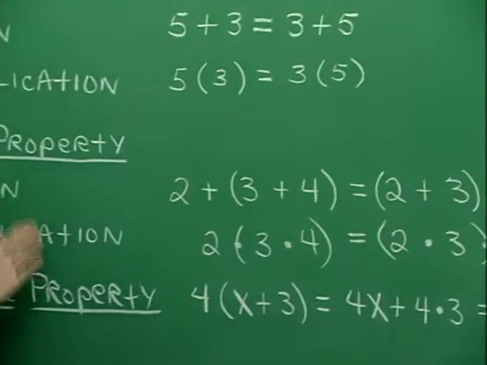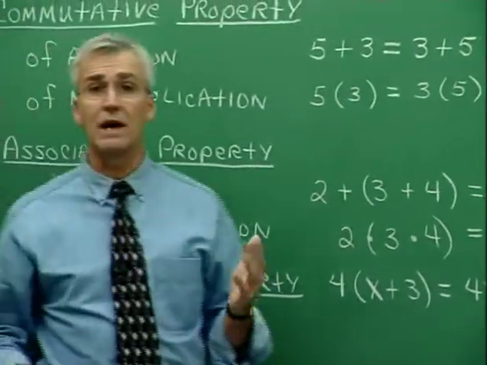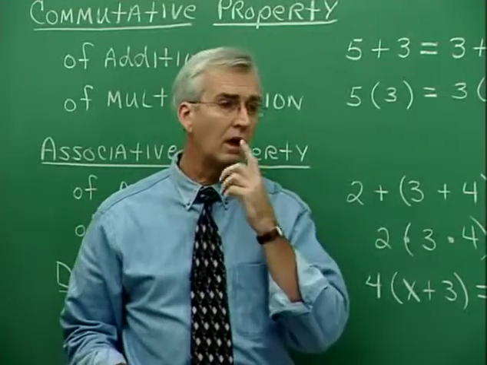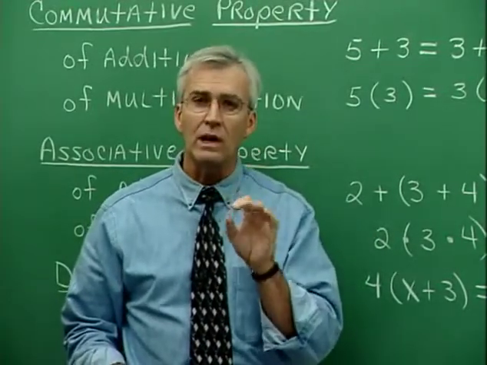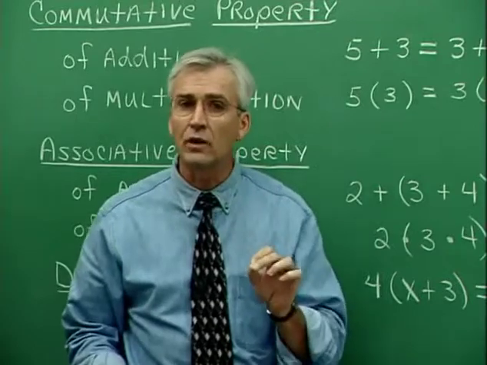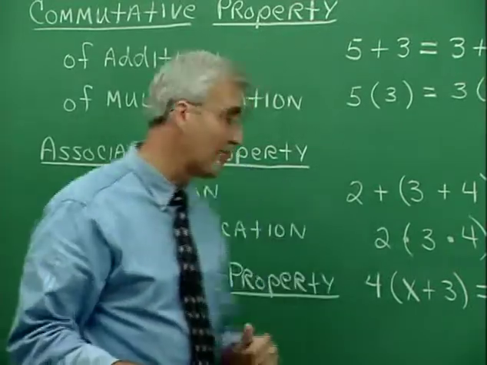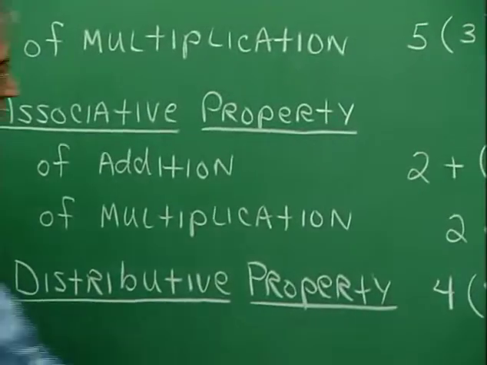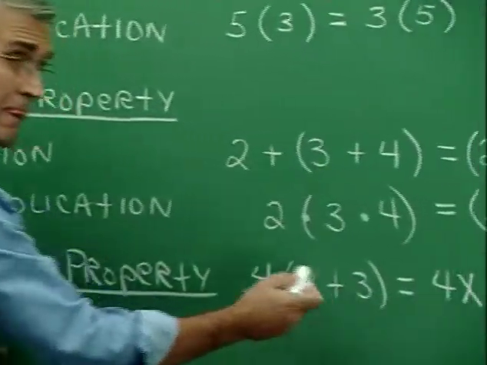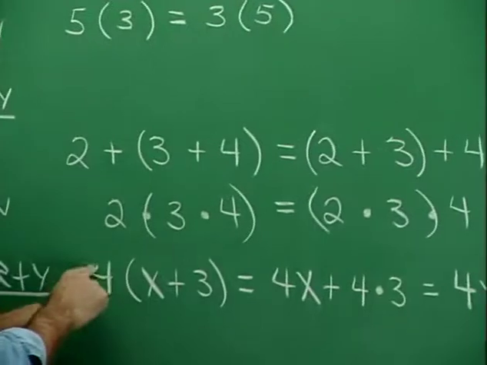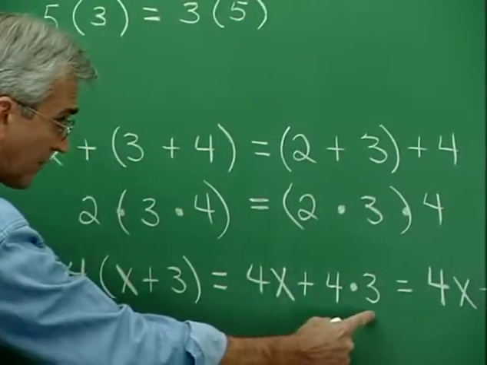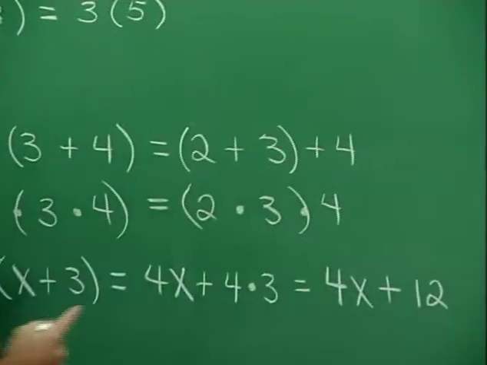Now, commutative and associative properties are generally not called by name, but the next one is called by name. We use it so often, I guess, or it has a certain specialty to it, that we do call it by name very often. It's called the distributive property, and it's illustrated like this. 4 times x plus 3 is equal to 4 times x plus 4 times 3. Of course, we would write 4x plus 12.